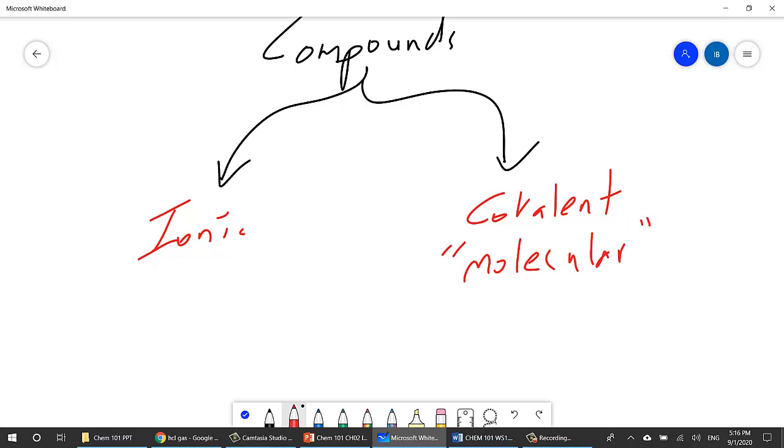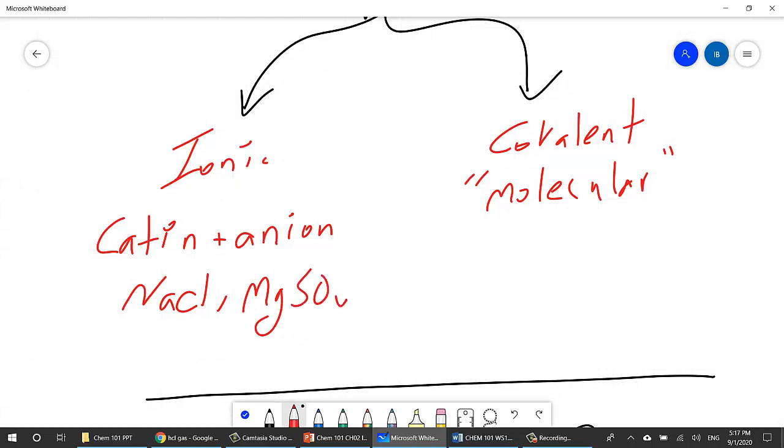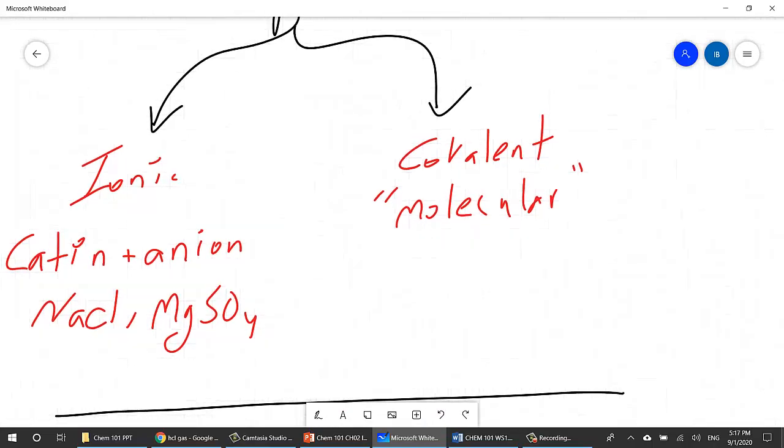Ionic is composed of a cation plus an anion, for example a metal and a non-metal. For example, NaCl, table salt. That's a metal and a non-metal making a compound, so that must be ionic. Let's say MgSO4, magnesium sulfate. That's a cation, which is magnesium, and a sulfate group. So that's also an ionic compound. It has different rules of naming.